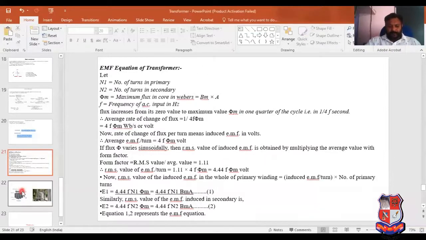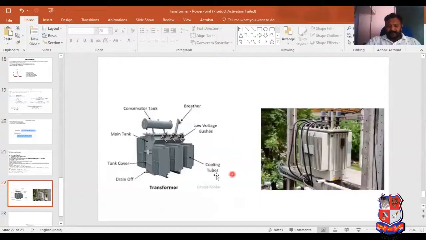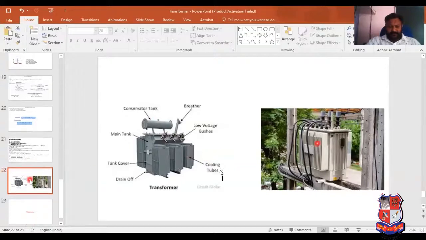Now proceed to the diagram of the transformer. This is the transformer which you have seen. This is the pole type of transformer. Mostly it is delta to star type, located near societies or so. This is your transformer.